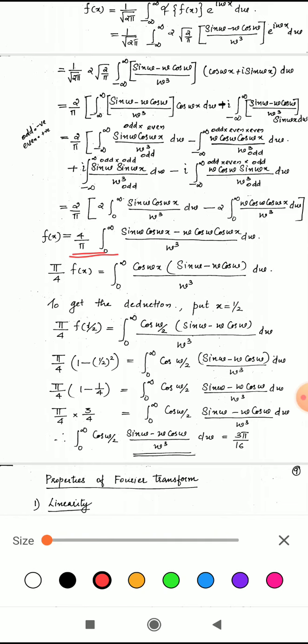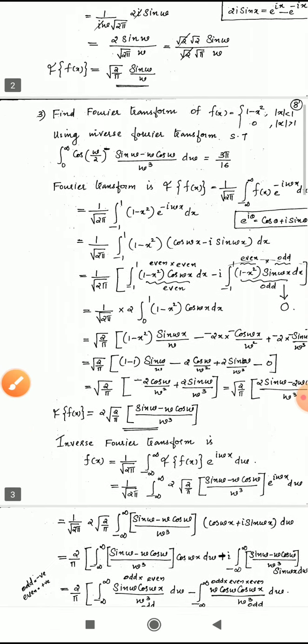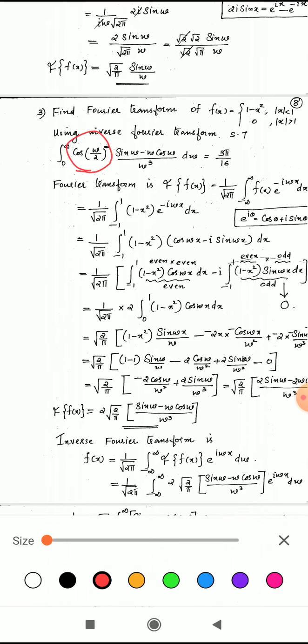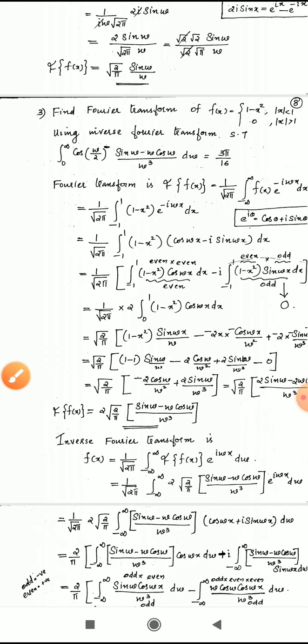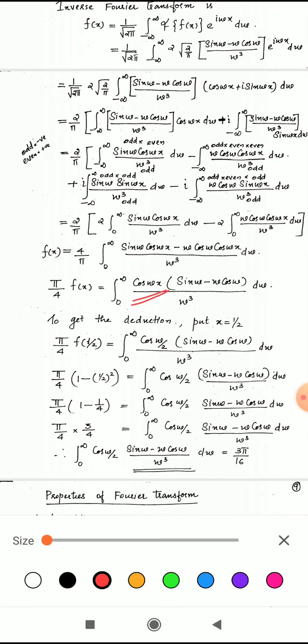Denominators are the same, so we can combine the two terms: (sin omega cos omega x minus omega cos omega x) by omega cube d omega. Here we need not integrate the term. We have to just prove the equality. In that equality, the term is cos omega by 2, but here we have cos omega x. So to get that term we have to put x equal to 1 by 2. So put x equal to 1 by 2 in both sides of the equation.